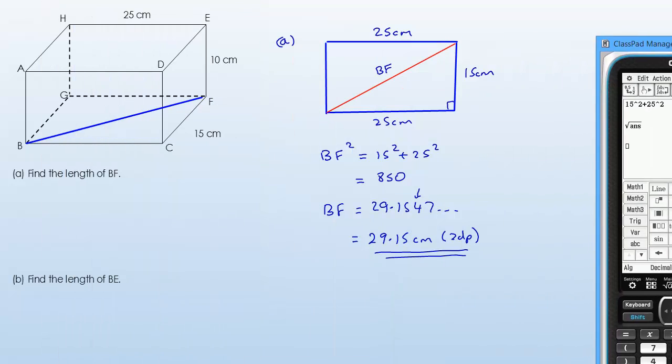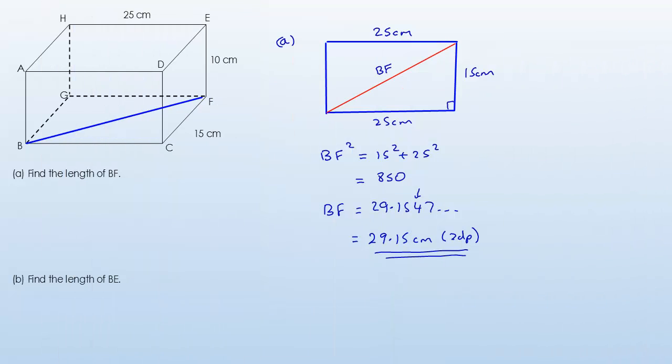So now let's look at part B. We want the length of BE. So BE goes through the rectangular prism like this. We can form a right angled triangle here. So let's just draw that.